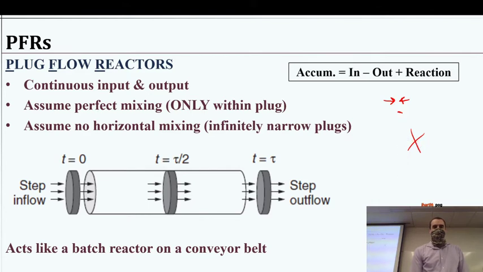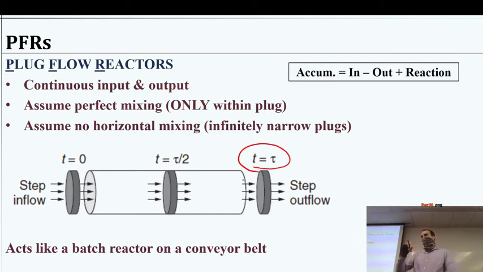But for now, we're just going to assume it as that very thin plug, no mixing horizontally, only within that plug, and it's going to act as that batch reactor on a conveyor belt. This means that the math will turn out to be the same as a batch reactor, except that for a batch reactor, we just let it sit there for some amount of time. In this case, the time is the residence time of the water through the system. Okay, so however long it takes for the plug of water to make it through the pipe or through the reactor, that's the amount of time that the reaction has.